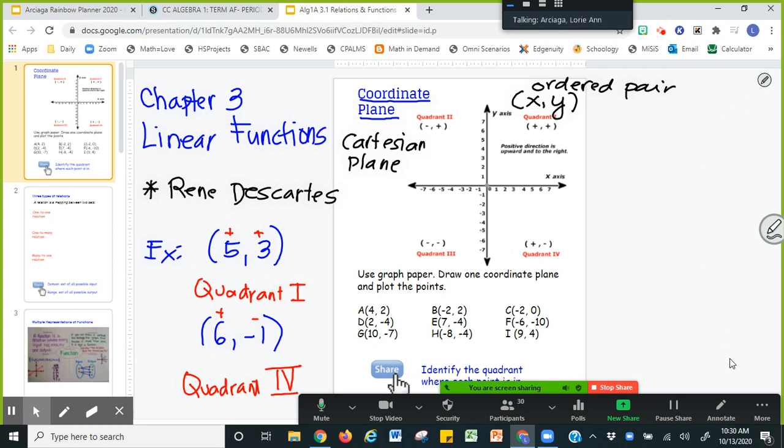All right, are there any questions on this slide? Okay, if none, I'm going to clear the ink so we can move on.